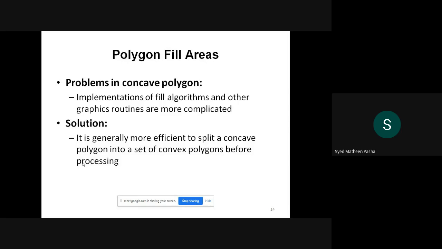Suppose if you have a polygon which has an interior angle greater than 180 degrees, I can call that a concave polygon. I should split that particular polygon into n number of convex polygons so that I can process that particular algorithm efficiently. So what is the problem here? You cannot perform fill algorithms efficiently, which are very complicated with respect to concave polygons. What is the solution? You are just splitting up a concave polygon into n number of convex polygons. So this is the solution for the problem which has been given in the syllabus.